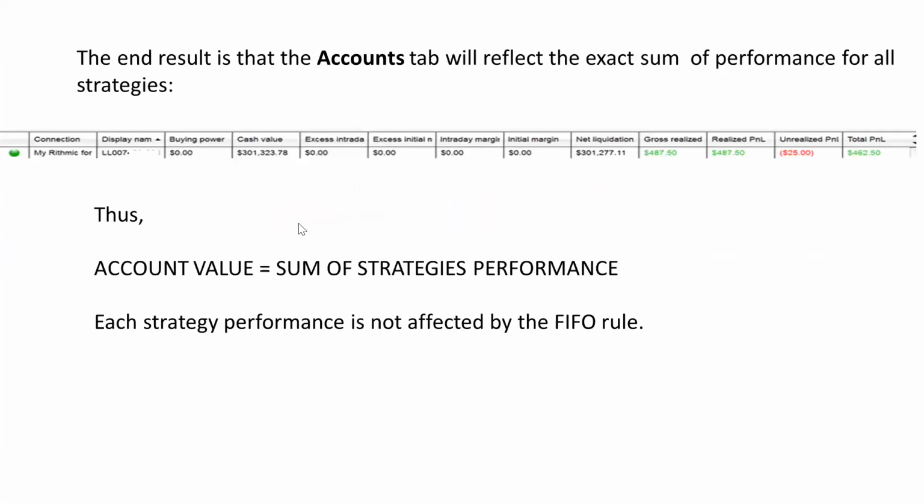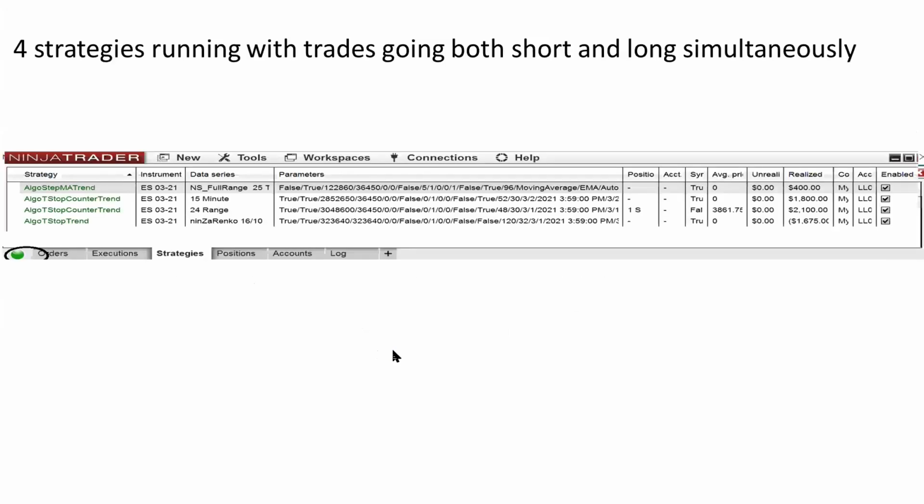And the account value, the accounts tab will show the value of the realized and unrealized of all positions. In other words, the account value equals the sum of all strategies' performance. And each strategy performance, again, is not affected by the FIFO rule. And here's an example with 4 strategies running with trades going both short and long simultaneously. And there was no conflict at all.